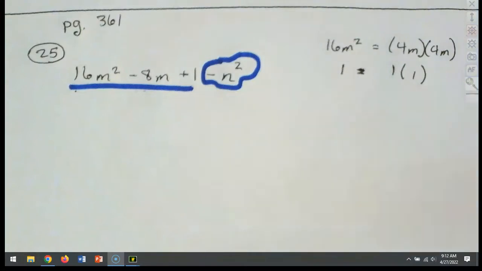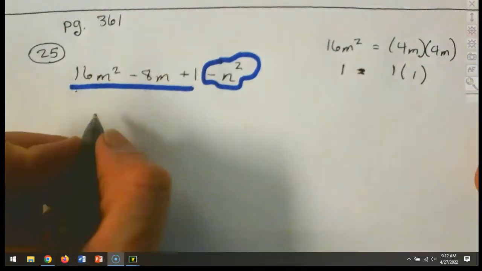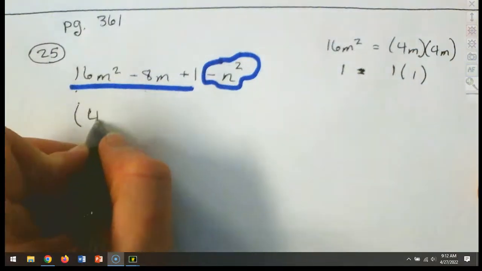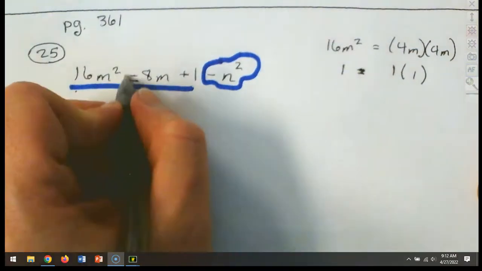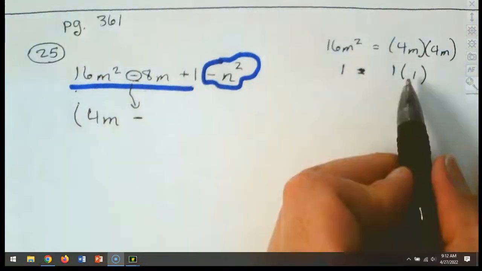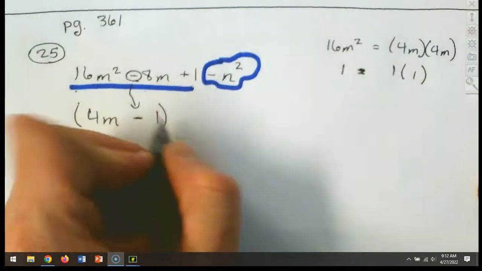This is kind of putting all the pieces together that we've learned so far. We're going to factor this one out as a perfect square trinomial, and then we're going to have to do a difference of squares after that. So this is a perfect square trinomial. So it's going to come down as a 4m, the negative comes down, minus, and we said 1 was a perfect square of 1.